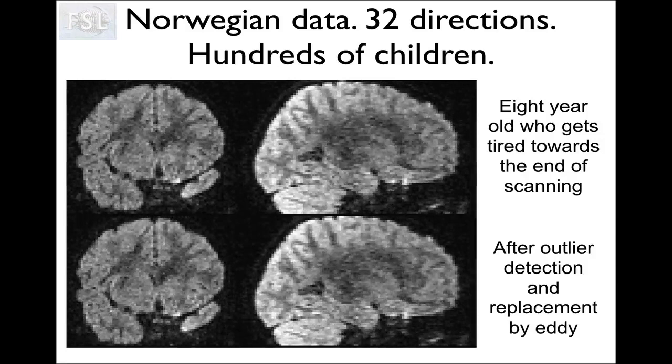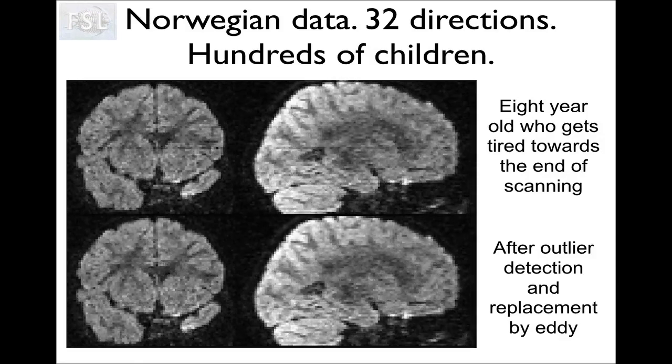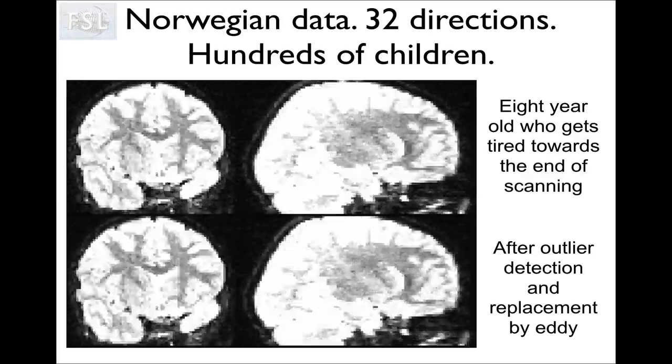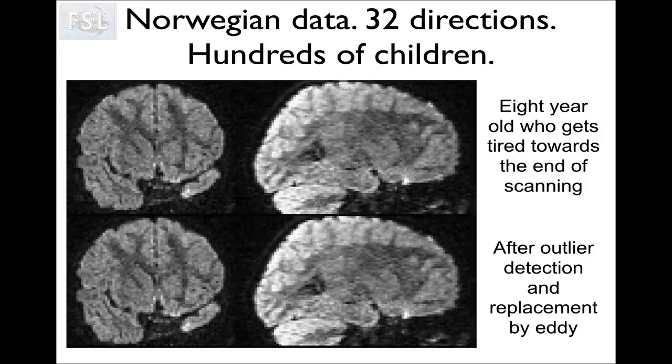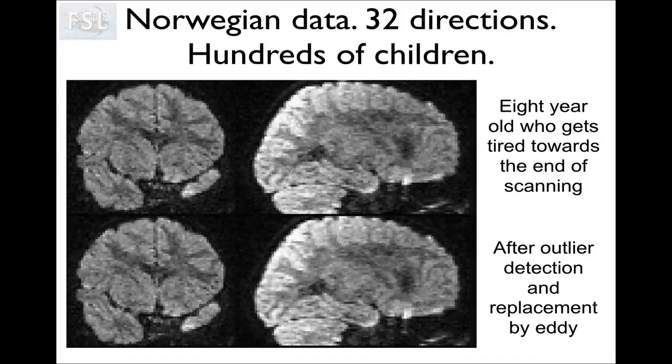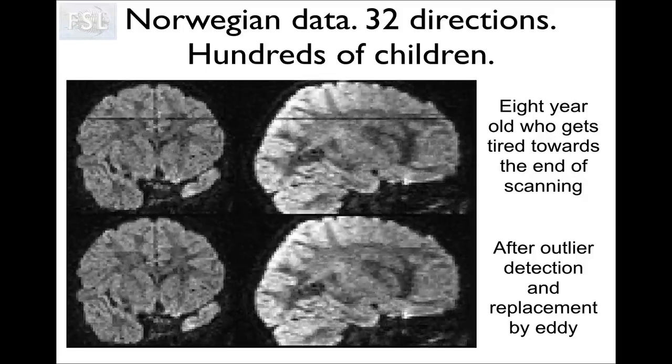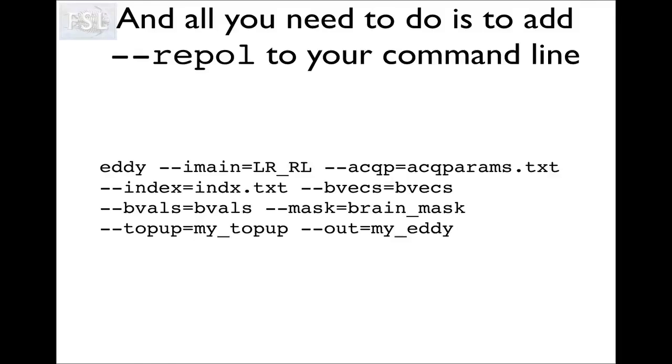And this is just an actual example. It's an 8-year-old who gets tired towards the end of the scanning. So you can see as we go further here, we have more and more outliers because this little 8-year-old is moving more and more. And after outlier detection, you can see that there's essentially nothing left of these outliers. So here's the movement coming in. And all you need to do in order to use this outlier detection is to just add --repol. Repol stands for replace outliers. So that's all you need to do as a user.